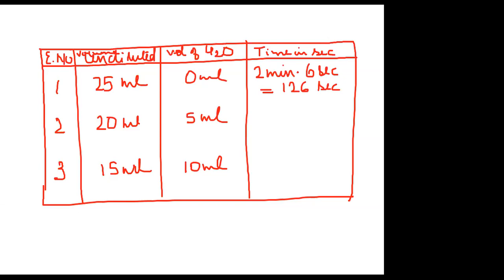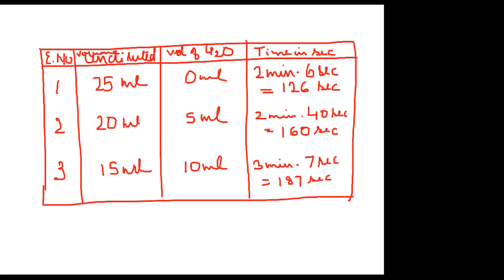In this case, it was 2 minutes and 40 seconds. All right. And so this was equal to 160 seconds. And in the third case, it was coming to 3 minutes and 7 seconds, which was equal to 187 seconds. So you can prepare your practical copies by writing these values only. In your experiment in the copy, you can write using the same values.